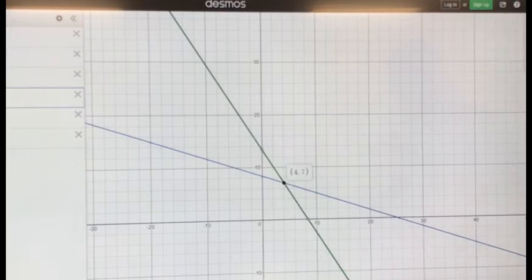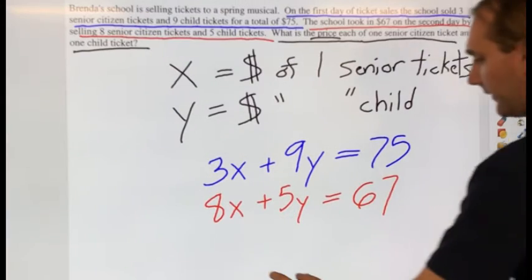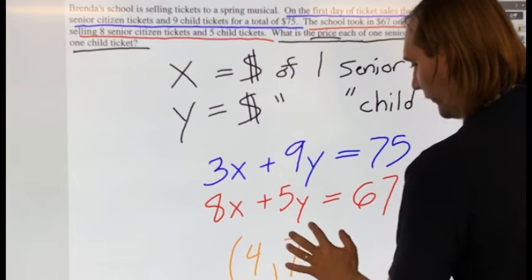And I see that those two intersect at 4, 7. Now, in terms of this problem, what does 4, 7 tell me?